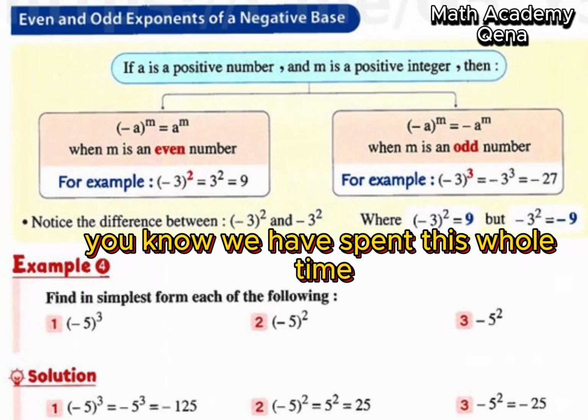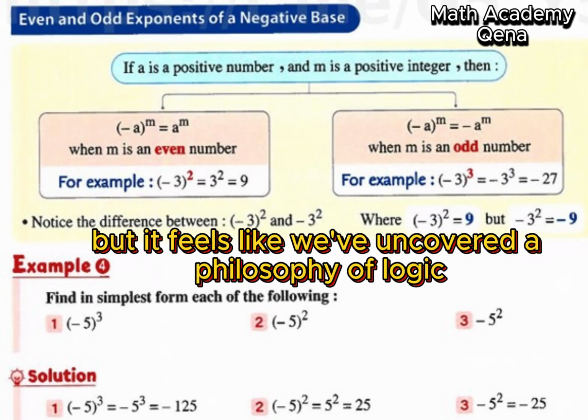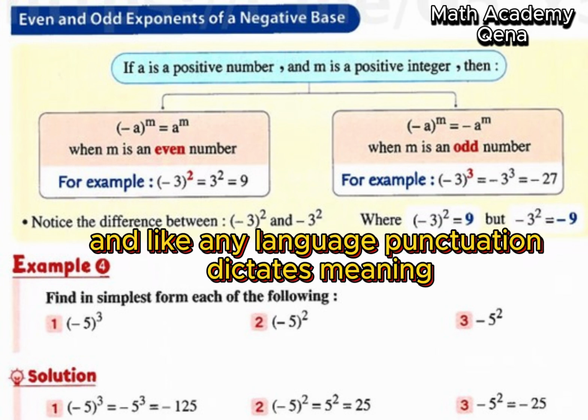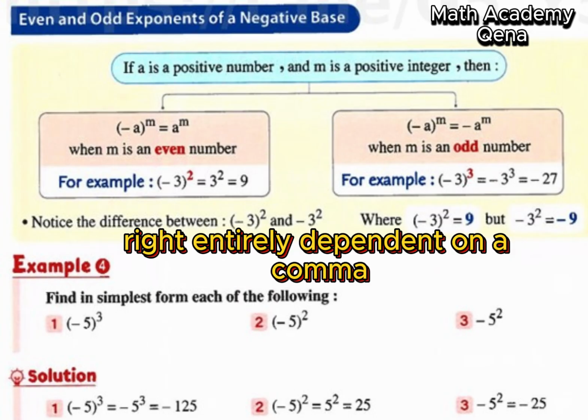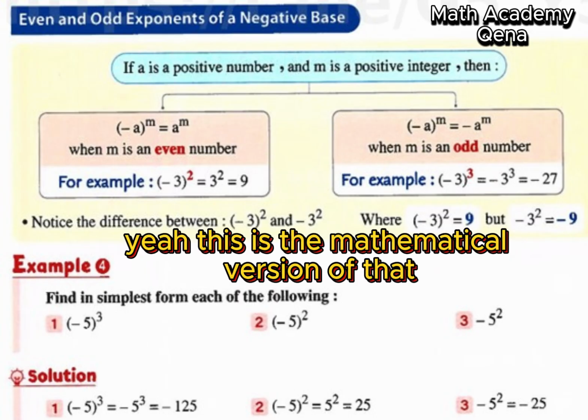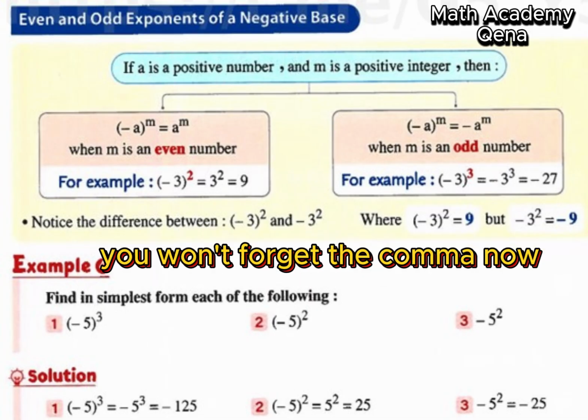You know, we have spent this whole time talking about a few inches of text on a worksheet, but it feels like we've uncovered a philosophy of logic. Well, math is a language. And like any language, punctuation dictates meaning. Let's eat grandma and let's eat grandma are very different sentences. Right. Entirely dependent on a comma. Yeah. This is the mathematical version of that. That is a disturbing but very accurate analogy. You won't forget the comma now.